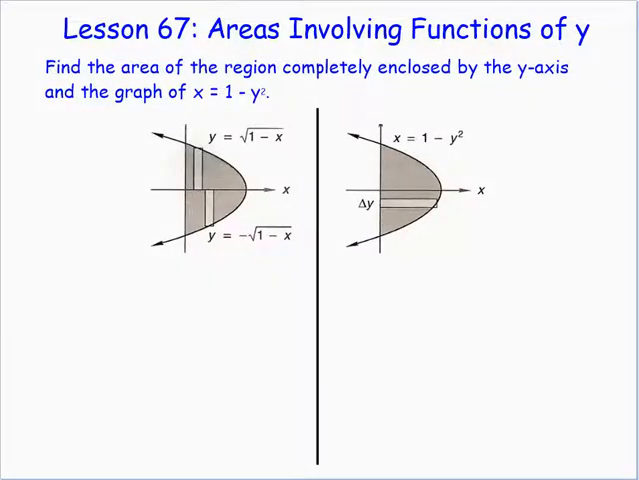In lesson 67, we'll be looking at areas between curves again, but in this case we're going to have equations where they're x equals equations instead of our standard function notation. So as we look here, we have: find the area of the region completely enclosed by the y-axis and the graph of x equals 1 minus y squared.